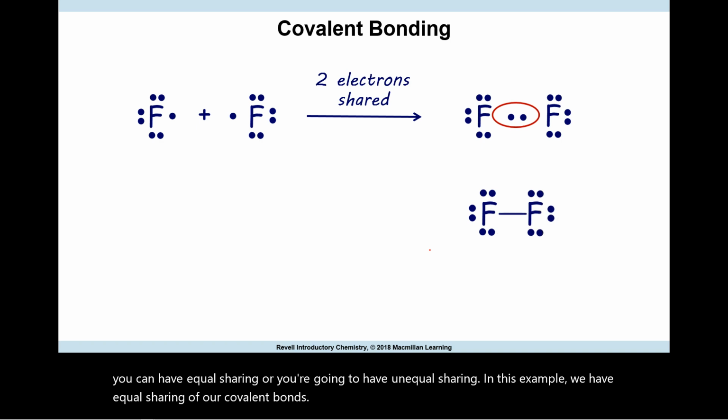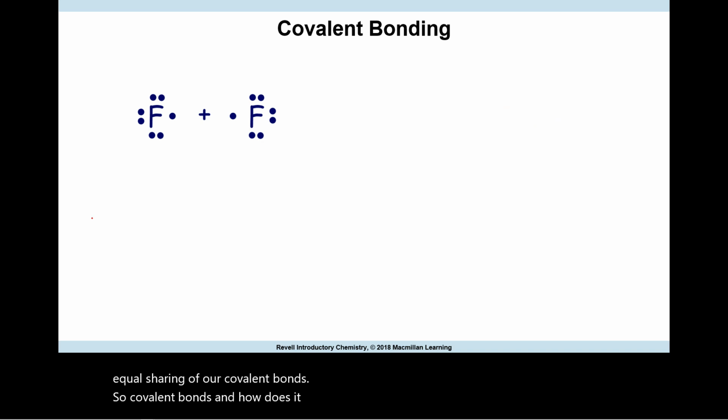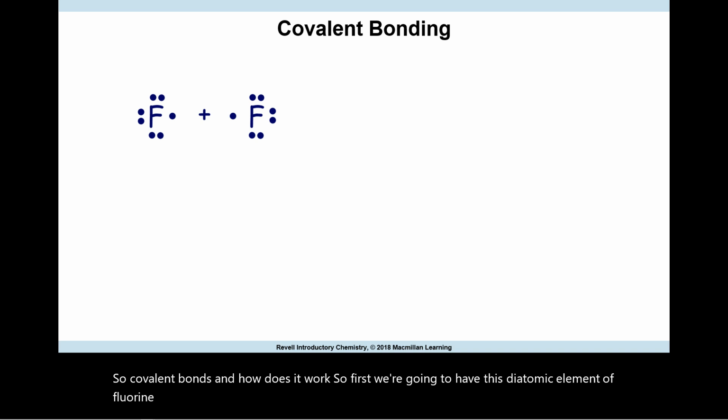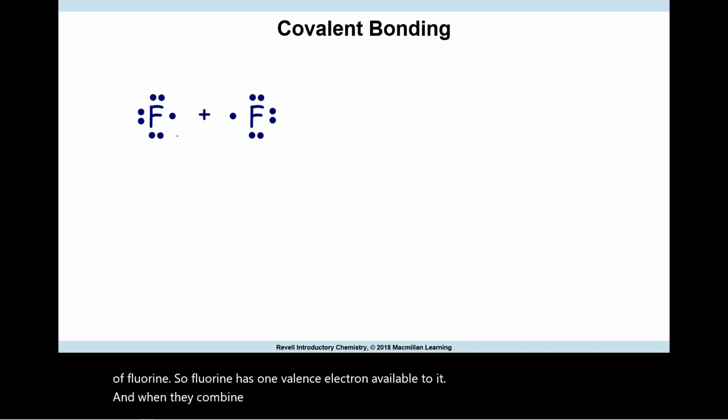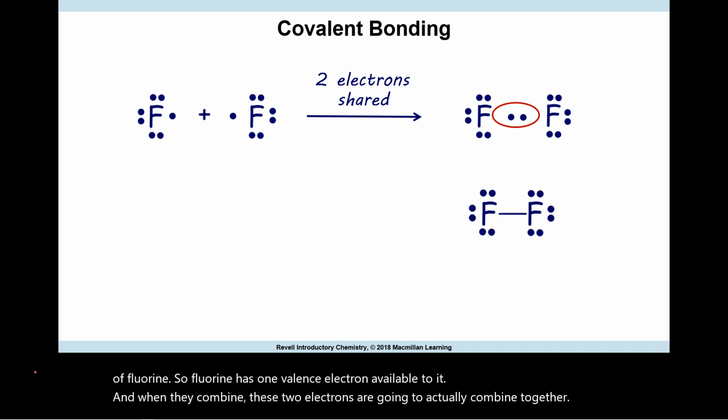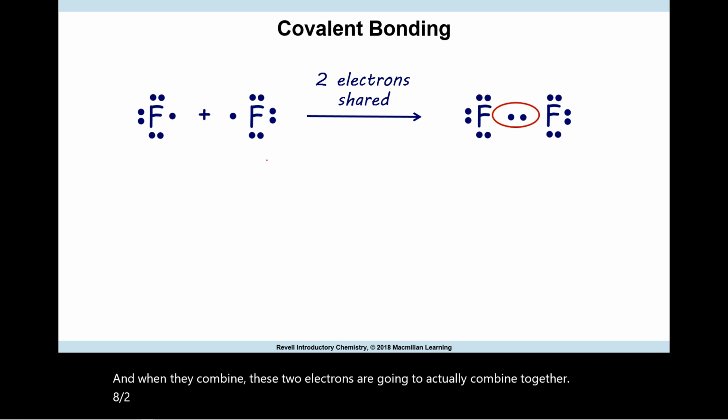Okay, so covalent bonds, and how does it work? So first we're going to have this diatomic element of fluorine. Okay, so fluorine has 1 valence electron available to it. And when they combine, these 2 electrons are going to actually combine together to form a single bond.